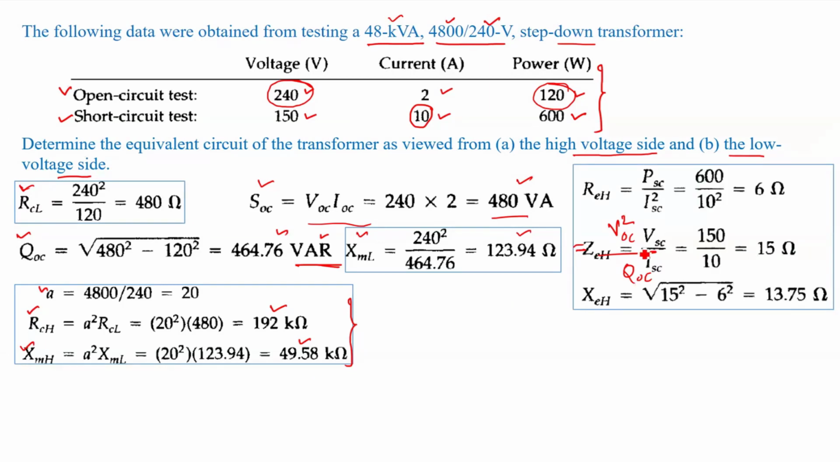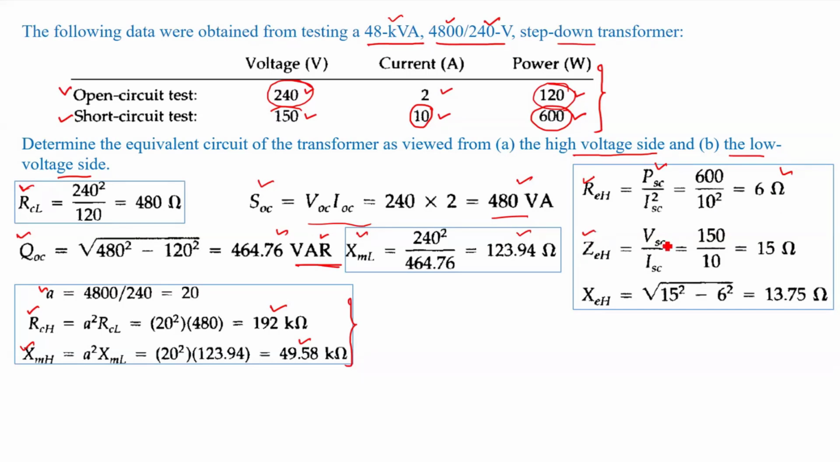Okay. So now let us find the series equivalent circuit parameters using the short circuit test. You know the short circuit test is conducted at the high voltage side. Therefore the high voltage side equivalent resistance REH will be equal to PSC by ISC square. PSC is 600 watt, and ISC is 10 ampere. So 600 by 10 square gives me 6 ohm.